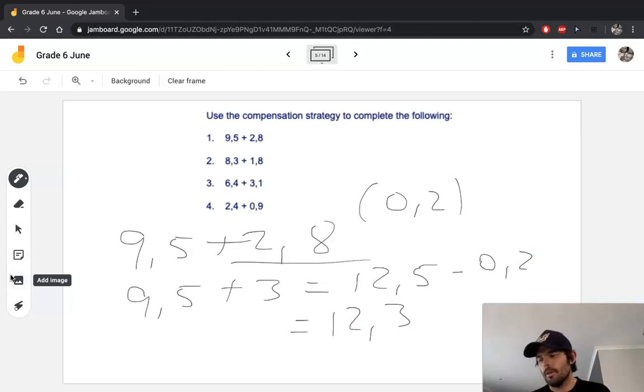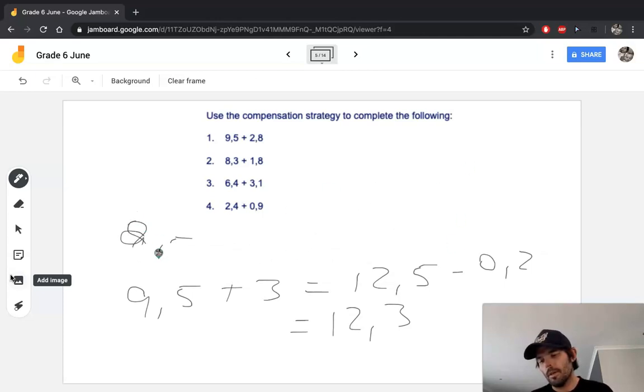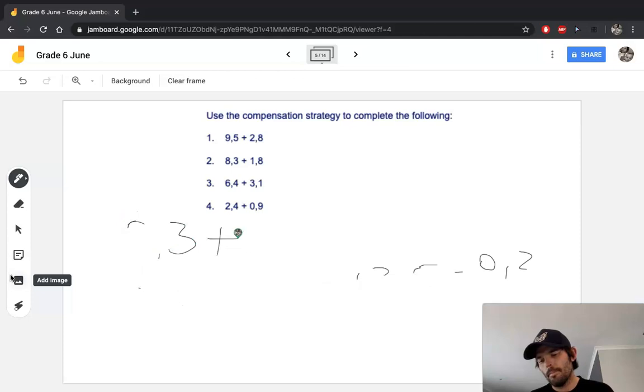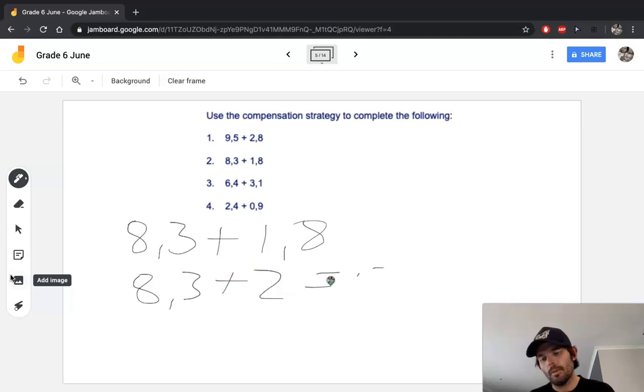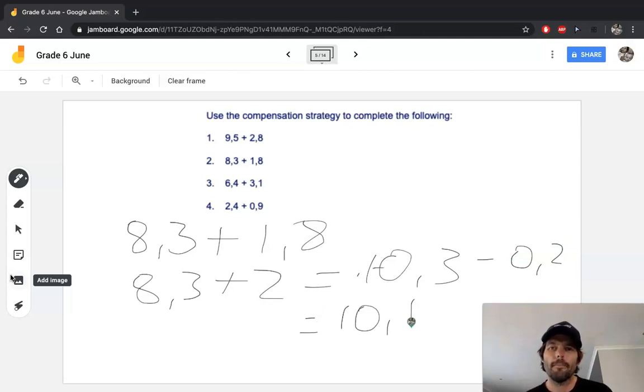Okay? Your second example, 8,3 plus 1,8. And I know you guys have suggested that we go 8,3 plus 2. Okay? So I change the 1,8 to 2. That gives me 10,3. I've given that 1,8 an extra 2/10. So I must now take those 2/10 off, and that's going to give me 10,1.